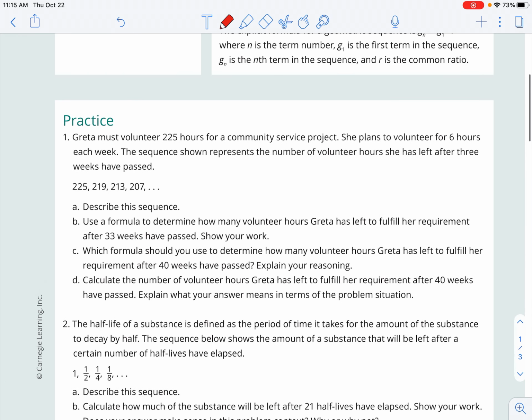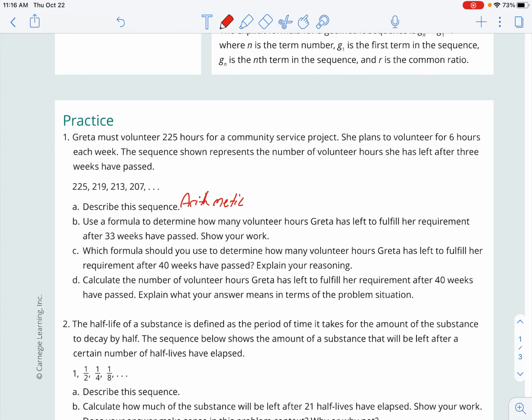Practice number 1 we wanted you to do. So Greta must volunteer 225 hours for a community service project. She plans to volunteer for 6 hours each week, and the sequence shown represents the number of volunteer hours she has left after 3 weeks have passed. So right now when I look at the sequence, we're starting off at 225, and they are decreasing. So this is a decreasing sequence, and when we say describe the sequence, it is considered to be arithmetic.